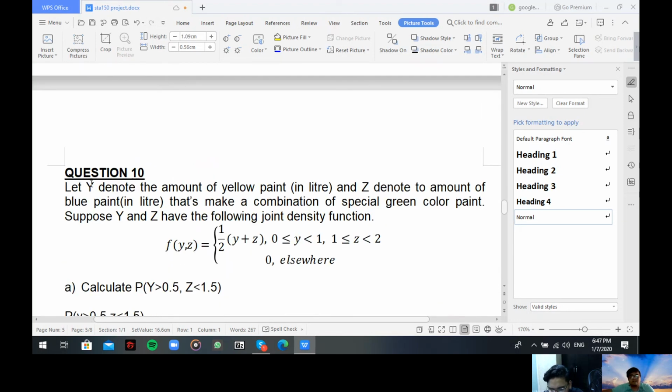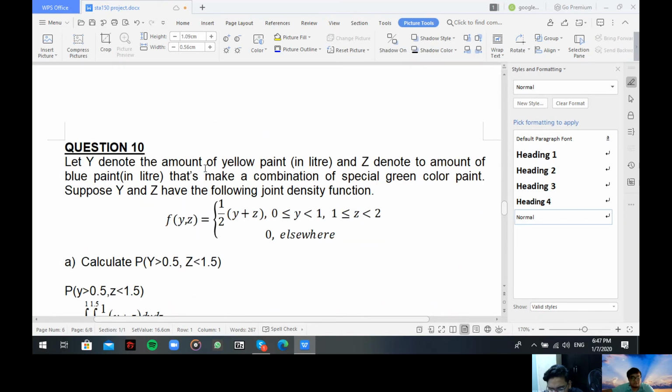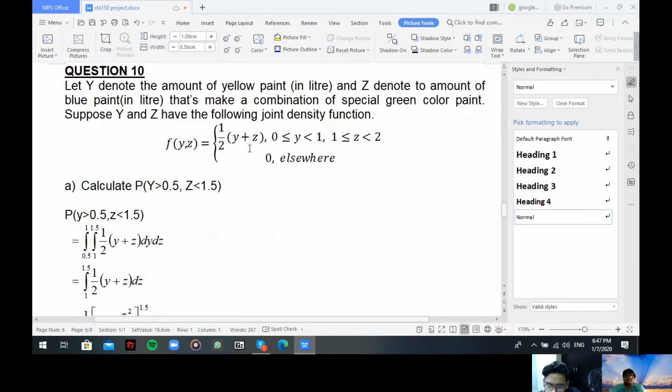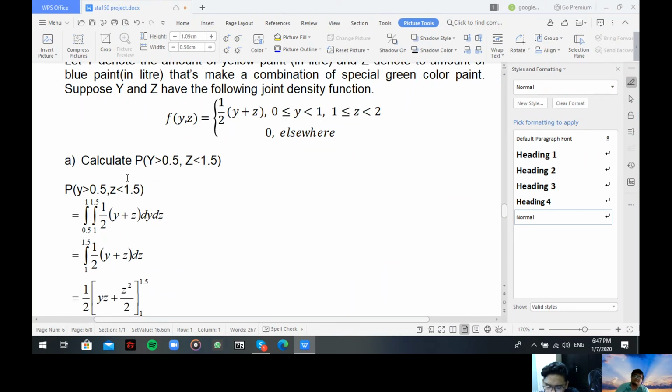Next, question 10. Let Y denote the amount of yellow paint in liter, and Z denote the amount of blue paint in liter. Let's make a combination of special green color paint. Suppose Y and Z have the following joint density function. So it gives you f(y,z). The first question, calculate P(Y is more than 0.5 and Z is less than 1.5).